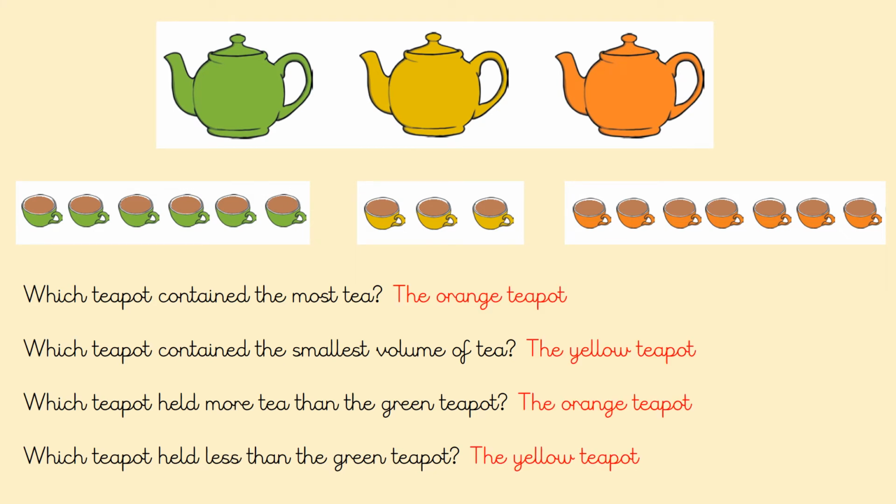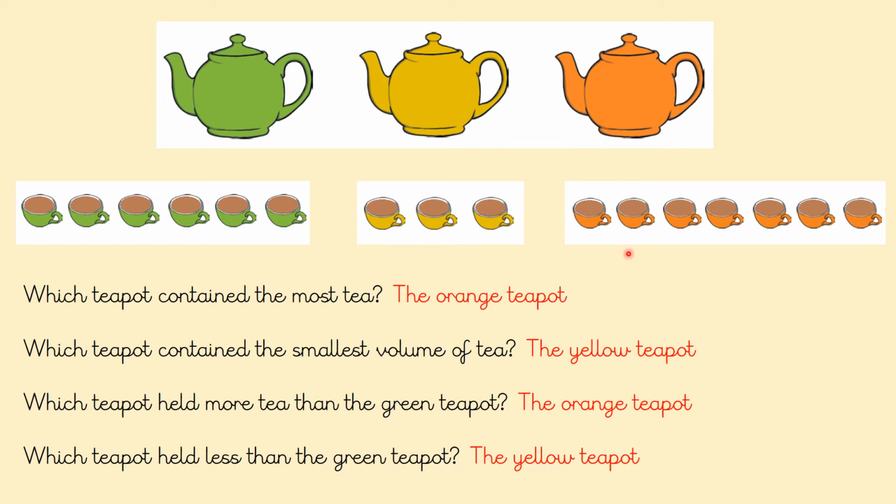So, for the first question, which teapot contained the most tea? The answer is the orange teapot. The reason the orange teapot is the answer is because the orange teapot gave us 1, 2, 3, 4, 5, 6, 7 cups of tea. The green teapot only gave us 1, 2, 3, 4, 5, 6, and the yellow teapot only gave us 1, 2, 3. 7 cups is more than 6 cups, and it's more than 3 cups. So the teapot that contained the greatest volume of tea, or the most tea, was the orange teapot.